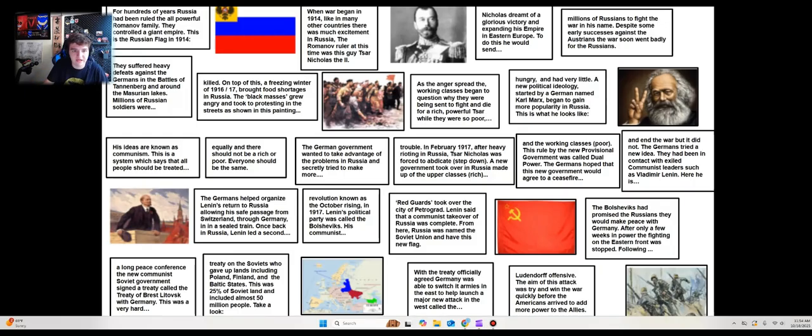When the war began in 1914, like many other countries, there was much excitement in Russia. The Romanov ruler at this time was Tsar Nicholas II. Nicholas had dreamt of a glorious victory and expanding his empire in Eastern Europe. To do this, he would send millions of Russians to fight the war in his name. Despite some early successes against the Austrians, the war soon went badly for the Russians.